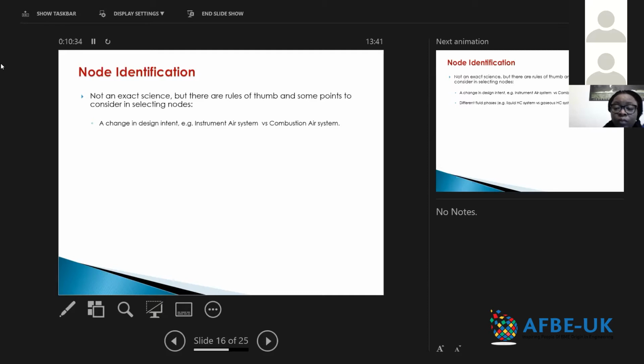The design intent for the instrument air system could be to supply air at so and so pressure to so and so users. The users could be certain actuated valves, could be subsea valves, whatever. Just that whole system, you take that as a node, as opposed to your combustion air system. Your combustion air system is probably just taking air from the atmosphere, pressuring up that air and running it through your combustion stack. That system is different from your instrument air system, so that will form a separate node.